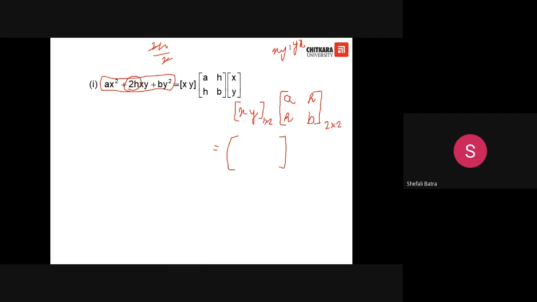Multiply this xy with this matrix. The product is possible, because the number of columns here and the number of rows here are both the same. So the product is possible. Now tell me what the entries are.